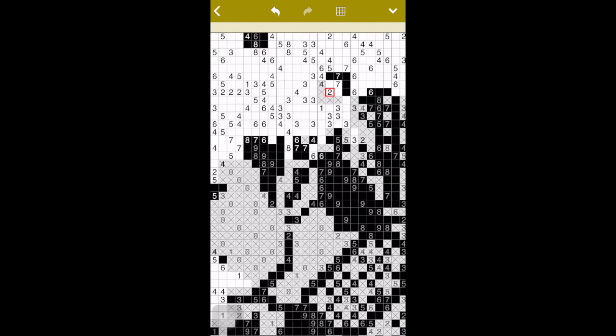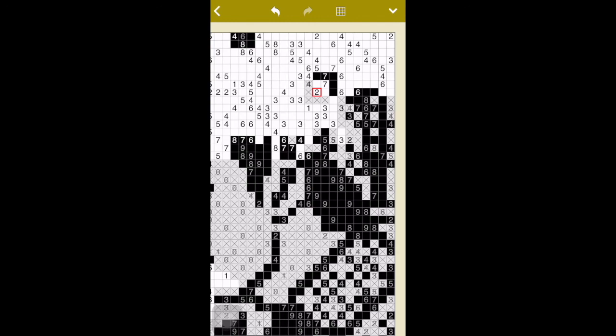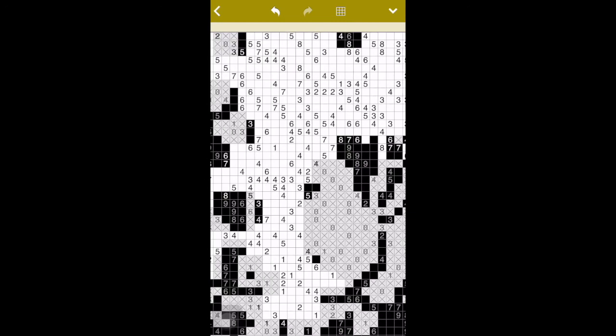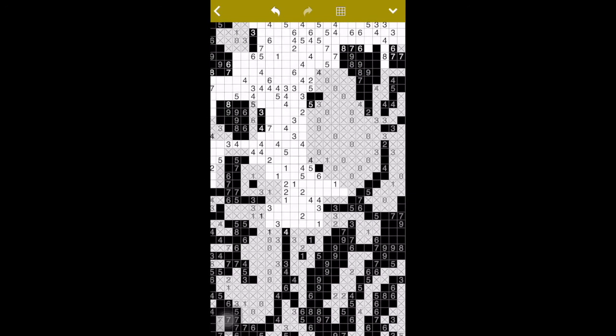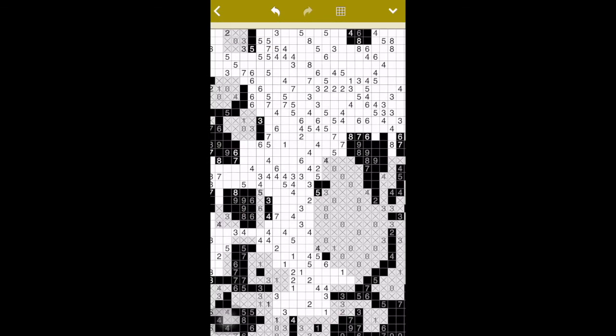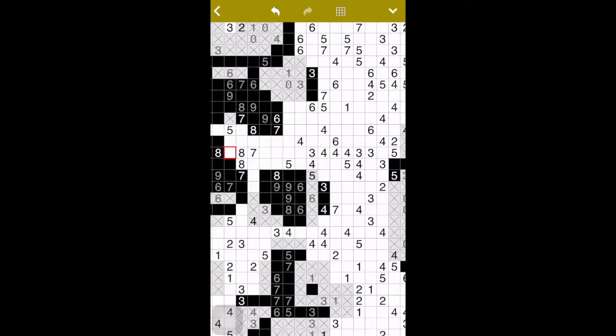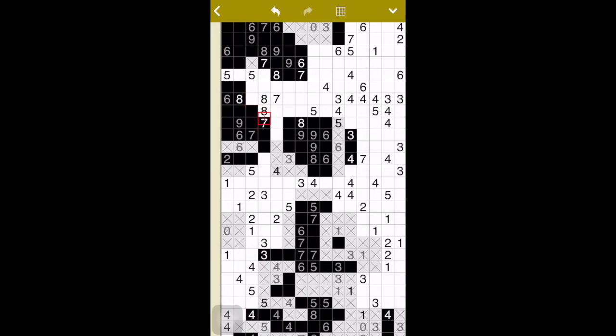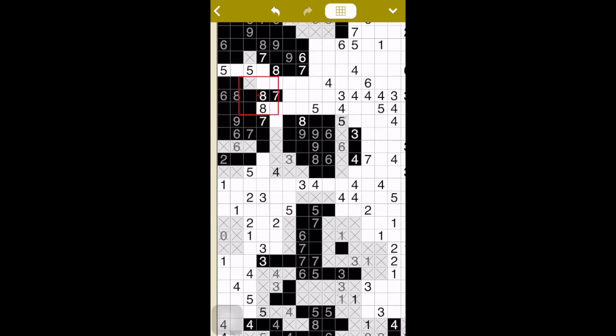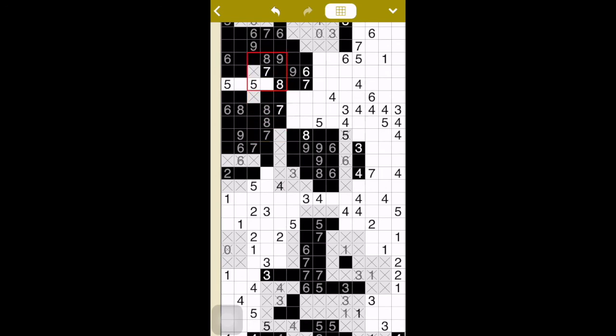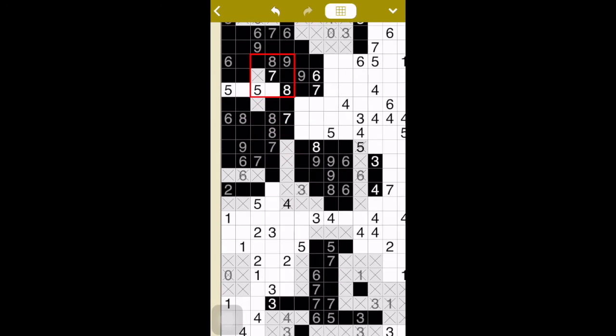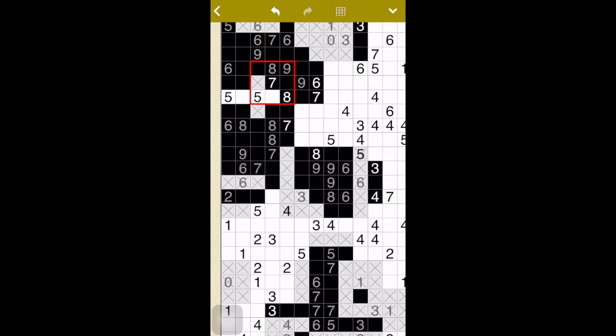Okay, so where was I? Let's go. Should I go all the way up, or should I come back down? Let's try to work in this area. 8 and 7, right? Okay, one more black space needed to complete the 7, right? We'll partially complete the 5 as well, right?